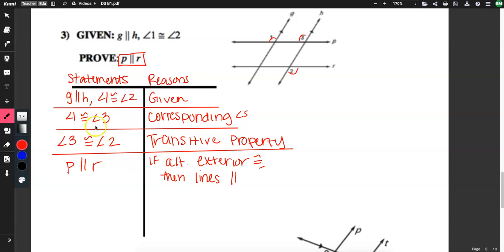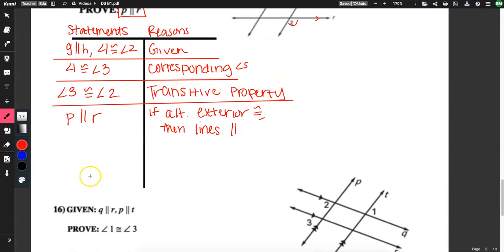Since 3 and 2 are both congruent to angle 1, that means they're congruent to each other. So if angle 3 and angle 2 are congruent, that has to mean that P is parallel to R because it's like going in the reverse direction. We're saying that since they are alternate exterior angles, then those lines have to be parallel. So these lines are parallel to each other. For your last reason, if you just wrote alternate exterior angles, that's fine. I'll take that. I wrote it as an if-then because we haven't really used it in this way yet. But either way is fine with me.